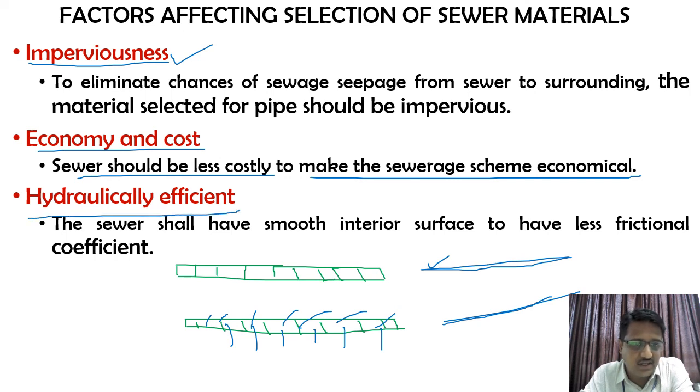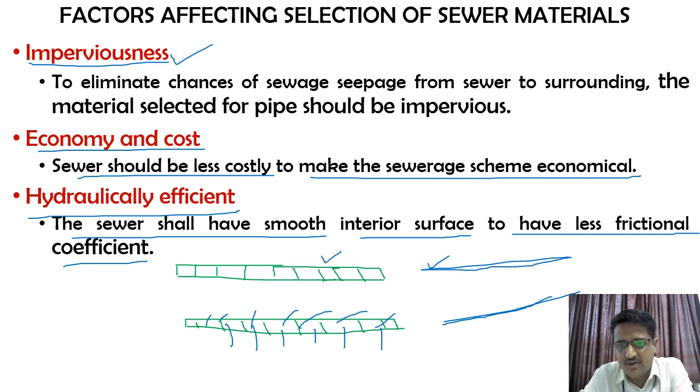Now next is hydraulically efficient. The sewer shall have smooth interior surfaces to have less frictional coefficient. What do you mean by this? Imagine again two examples, one of a brick sewer and one of a cast iron sewer. Imagine this particular brick, if it is not coated, you have that rough surface of brick. As and when the surface is rough, for the movement of sewage we are going to have some resistance. As the resistance becomes more, your head loss is going to be more. As the head loss is more, that indicates what? It is hydraulically inefficient.